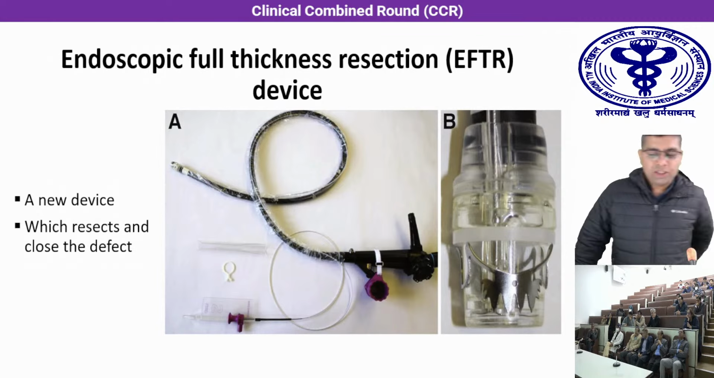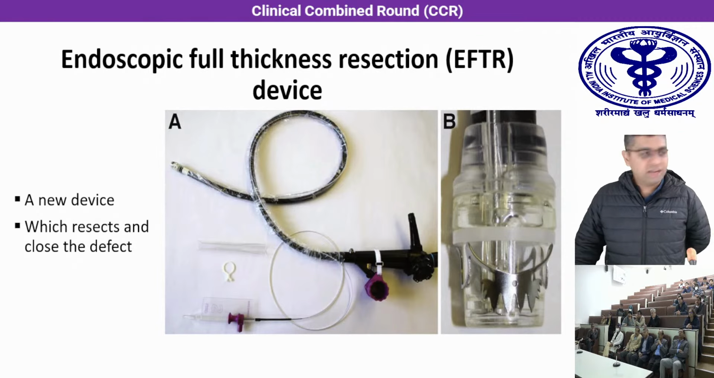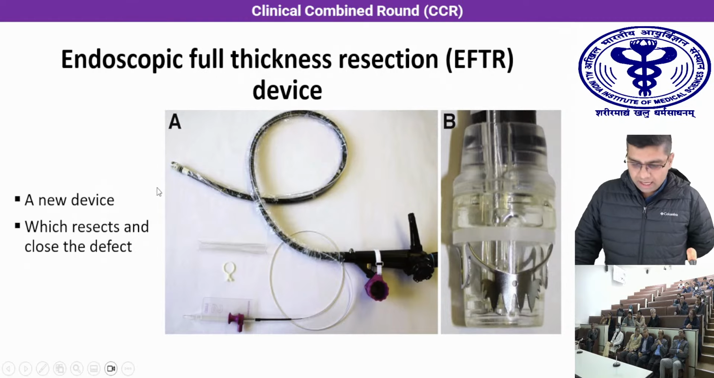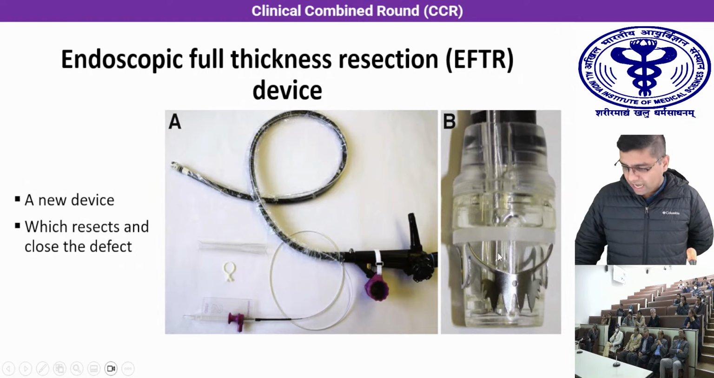So coming to the endoscopic full thickness resection using a full thickness resection device. This device is applied over the scope. We can see this cap over which the closure device is attached. This closure device has a string attached to it, which is taken out through the channel of the scope and is attached to this applicator handle.